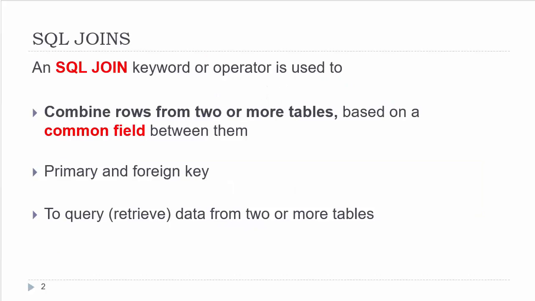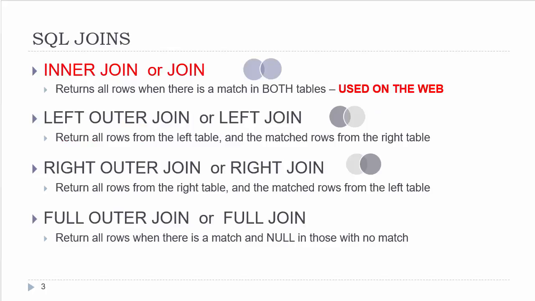An SQL join is a keyword, or technically an operator, that is used to combine rows from two or more tables. A join is based on common fields between those two tables. Most commonly, it would be a join between a primary and a foreign key. By establishing this relationship, it enables us to retrieve the data from two or more tables based on an SQL query. There are four types of joins.